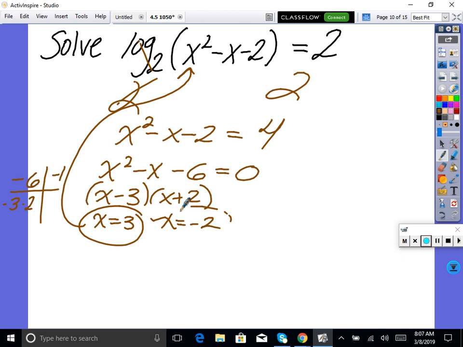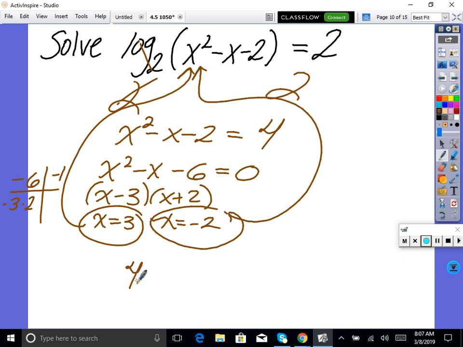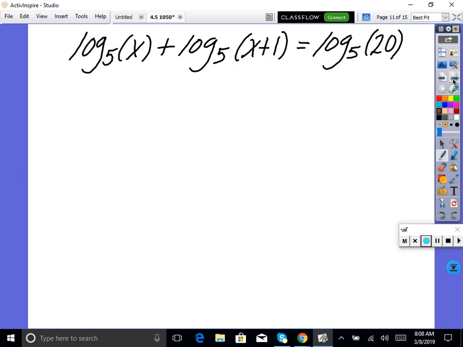All right, let's plug in negative 2. Negative 2 squared is 4. Then we have minus negative 2, don't we? Minus 2. So isn't that 4 plus 2 minus 2, which is 4. Is it negative inside? No, so that's not extraneous in this one. Awesome.